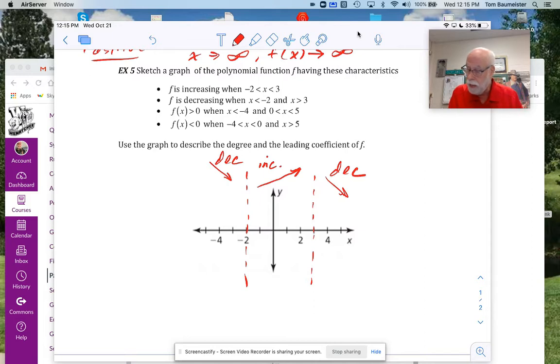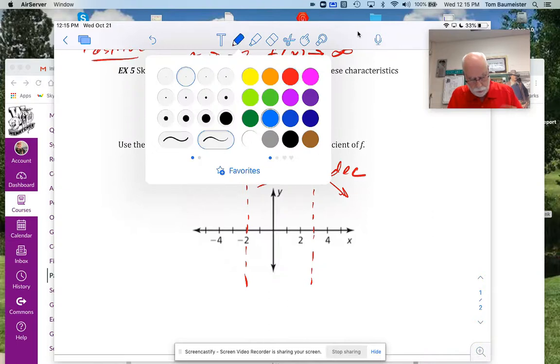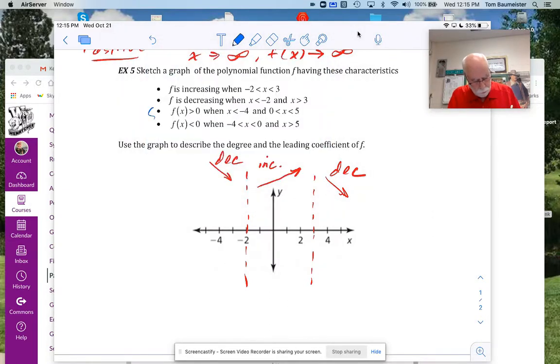I know that when f of x is greater than 0 and x is less than -4. So on those ones there, what I do is I'm going to plot the points. So I'm going to plot the point -4. All right. And I'm going to plot the point 0. And it looks like I'm going to plot the point 5.